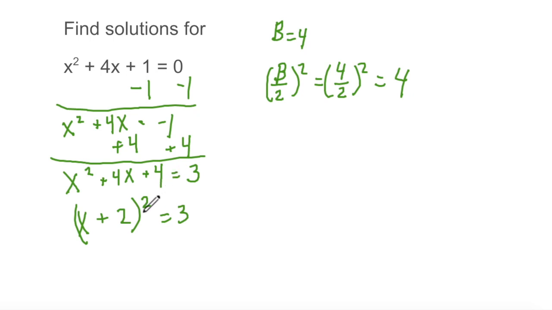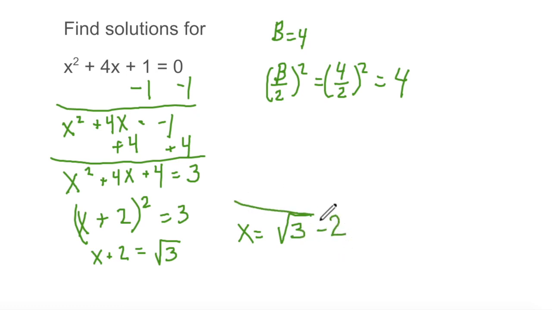So we only had to figure out what the square root of this 4 is and write this as x plus 2 as our binomial. Now we can solve for x. So if x plus 2 quantity squared equals 3, then we take the square root of both sides. We get x plus 2 equals root 3. And if we subtract 2 from both sides, x equals root 3 minus 2.